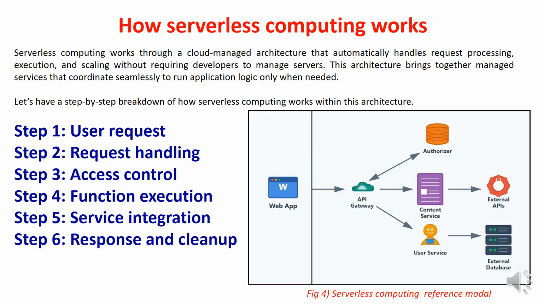Step 6, response and cleanup. Once processing is complete, the function sends a response back to the client using the API gateway. The cloud provider then immediately terminates the execution environment and releases all allocated resources, ensuring efficient resource utilization and billing based solely on actual execution time and usage.